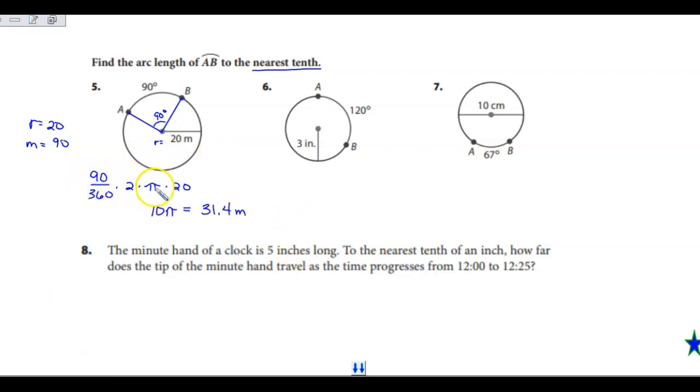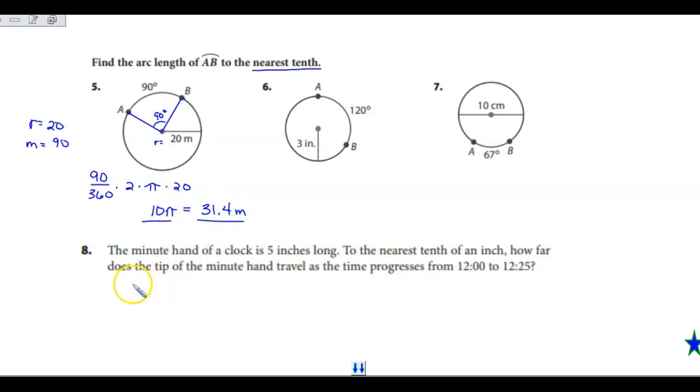You should have set up your equation as 90 over 360 times 2 times pi times 20. I took 90 divided by 360, multiplied it by 2, multiplied that by 20, and I got 10. So my answer in terms of pi is 10 pi. Then I simplify that even further by taking 10 times pi, and I get 31.4, which I round to the nearest tenth, and that would be in meters. So terms of pi and my simplified form.